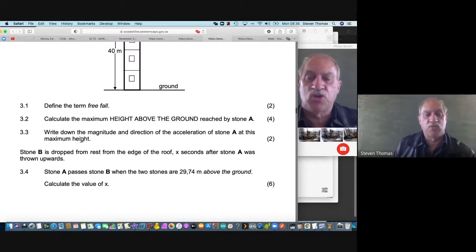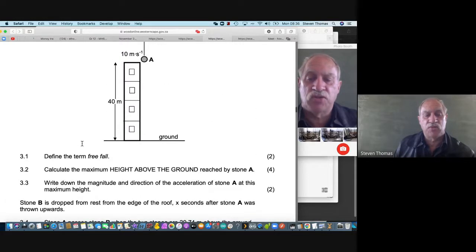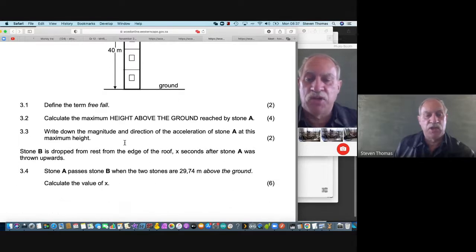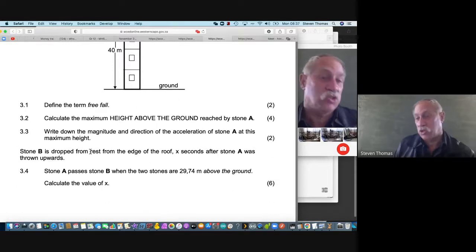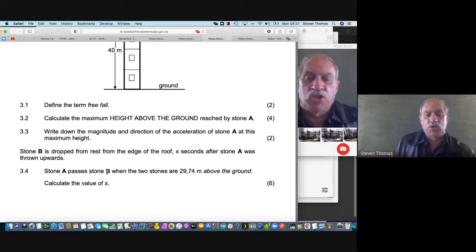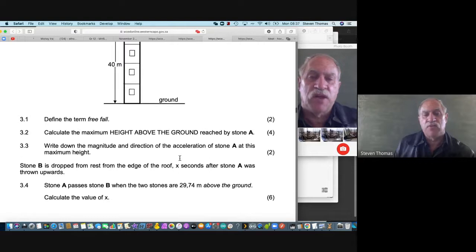Stone B is dropped from rest from the edge of the roof X seconds after A. So A is thrown up, and then X seconds later, B is dropped from rest, meaning it's not thrown, it's just let go. Stone A passes stone B when the two stones are 29,74 meters above the ground. Calculate the value of X, or the time.